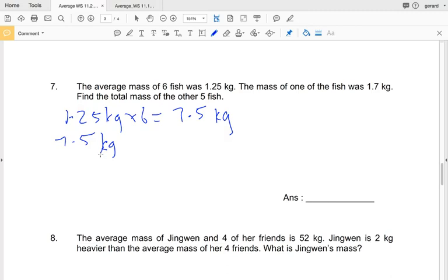Many of you just start doing your working, but you don't care about the other parts. So you just take 7.5 kg minus the mass of that fish they were talking about, and you will get 5.8 kg. You see, you're finding the total mass of the other 5 fish, so you don't need to find the average anymore. You just give them what they want.